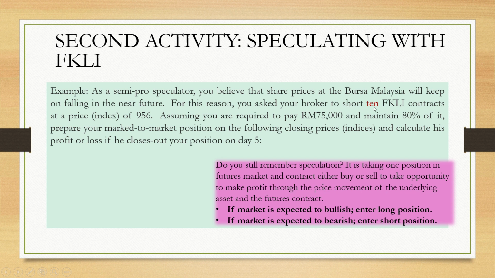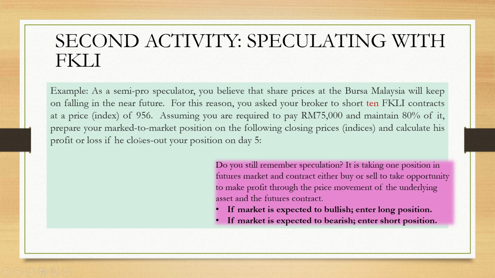Okay. 10, how much contract? 10 FKLI contracts at a price or index of 956. Assuming you are required to pay 75,000. Okay, dia cakap dah seketul. The initial margin, the amount you have to pay, is 75,000. Okay, kalau dia kata per contract lah, but normally kalau per contract tak adalah sampai thousand ringgit. Yes, RM1,000, tapi tak adalah ribu je contohnya. The initial margin is 5,000 per contract. Jaranglah jumpa 50,000 per contract. Kalau dia bagi 75,000 ni, normally the whole amount of initial margin you are required to pay lah. Okay, and you have to maintain 80% of the 75,000.